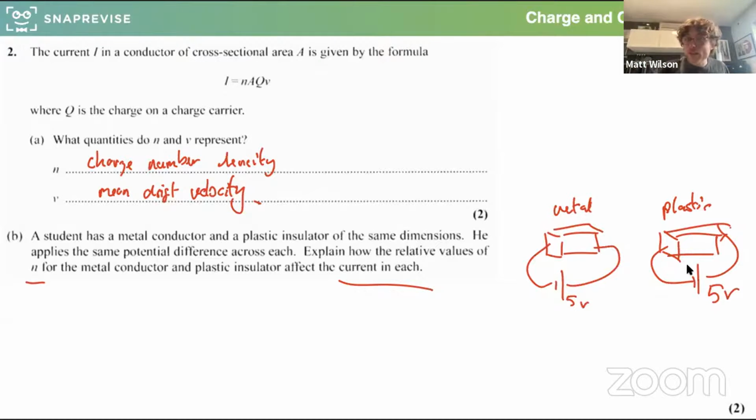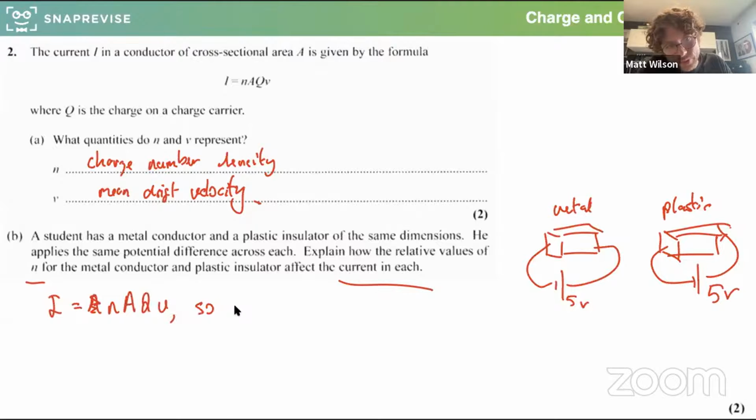Good. We know if we put metal in a circuit, current's going to flow nicely. Plastic is an insulator. It's going to block the flow of current. Okay. So we have bigger current in the metal. Now they want us to explain that in terms of the number N. So if we look at this formula, we see that I equals, well, they wrote it like this, NAQV.